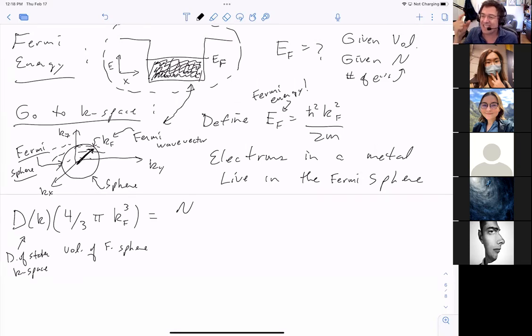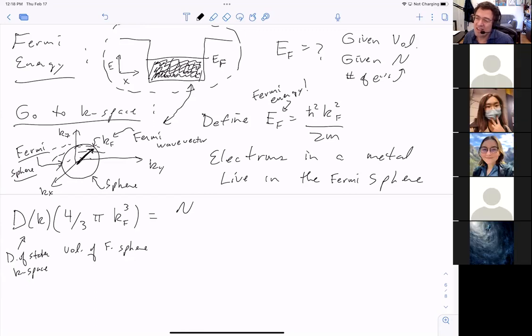It's not exactly N. It's going to be what? It's almost N. 2N? That was a really good guess. N over 2. That's right, N over 2, because each of those K states can take 2 electrons. So there's only going to be N over 2 of them. Okay, so that's the trick.